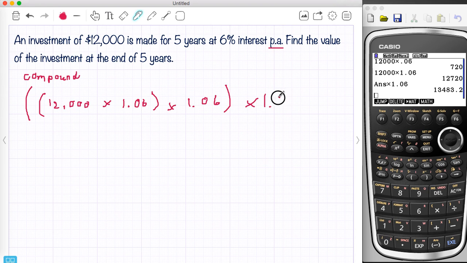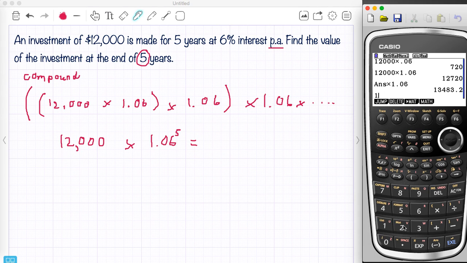Now, there's a much easier way of working this out because this is fine for only 5 years. I could keep going, but it would be much easier if I took the 12,000 and I multiplied it by 1.06 times 1.06 times 1.06, and that's going to be 5 times because it's 5 years. So I'm going to make this to the power of 5. And this will show me the compound interest.